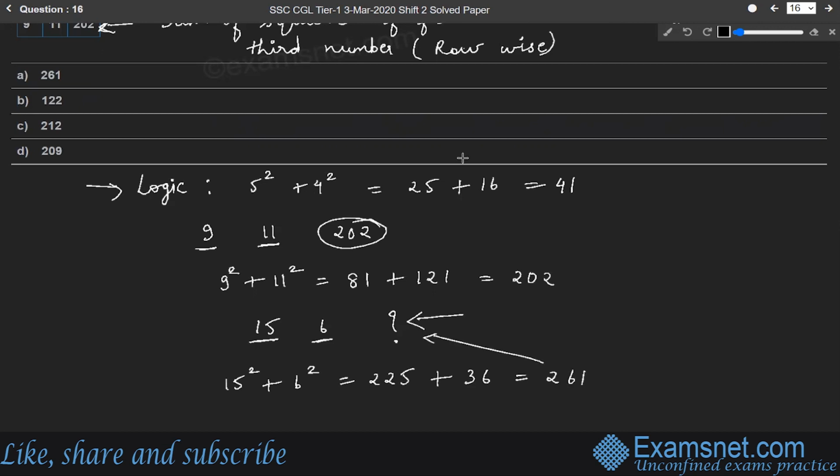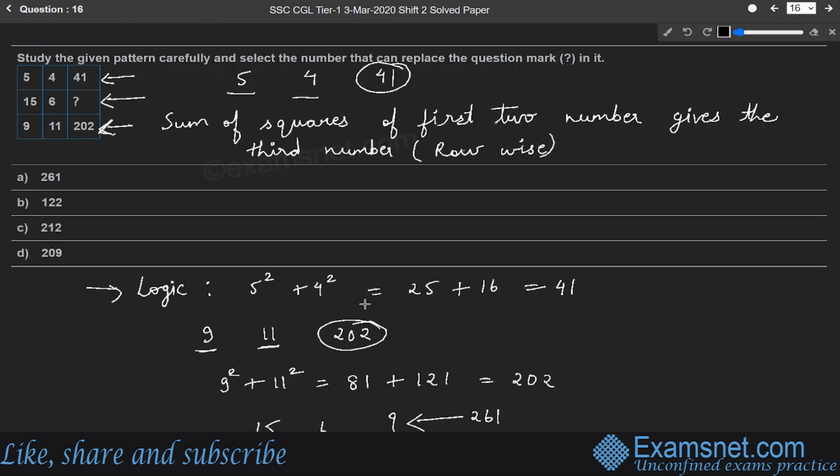So in place of the question mark, the number that will be placed is 261. That is why for this question, the correct option will be option A, which is 261. I hope you are clear with this question. All you have to understand is the logic behind this question, that is, the sum of squares of the first two numbers gives the third number, and it is row wise.